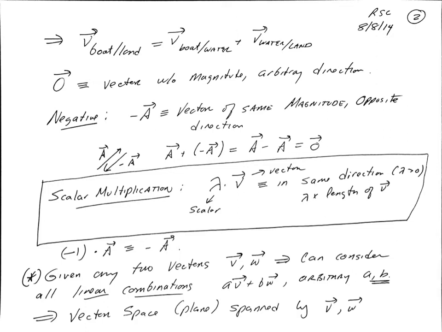Now, given any two vectors v and w, we can consider any linear combination of v and w, av plus bw, for any numbers a and b. The set of all of these vectors, av plus bw, is called the vector space spanned by v and w. Geometrically, this is a two-dimensional plane, spanned by v, w, and any combination of v and w.